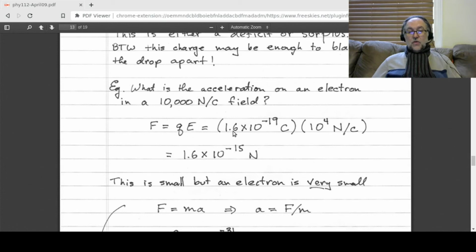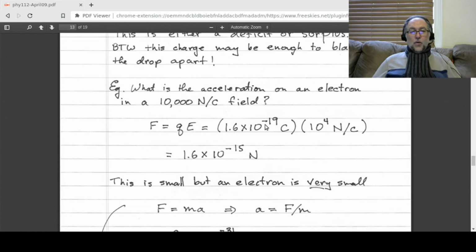And Q, the charge of an electron, is 1.6 times 10 to the minus 19. I'm not worried about the sign here. Yes, I know it is a negative 1.6, but I'm only worried about the magnitude of the force. I'm not worried about the direction. I know it's going to be away from the negative plate towards the positive plate. So if you're wondering why I dropped the negative sign, that's why.